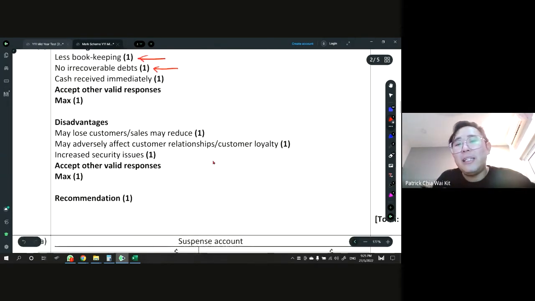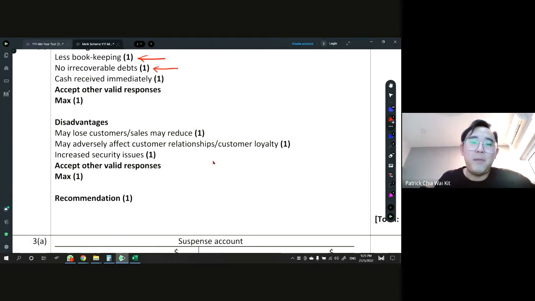Now, if you only sell on a cash basis, there are some customers who don't bring cash, and you don't let them buy on credit, so too bad, they cannot buy from you. You lose customers, so this is a disadvantage. Your sales may reduce because you cannot sell, which is a bad thing. It may adversely affect customer relationship or customer loyalty.